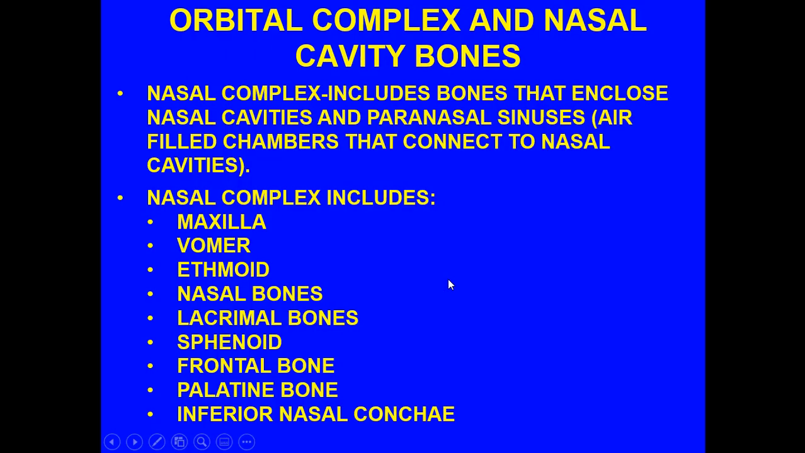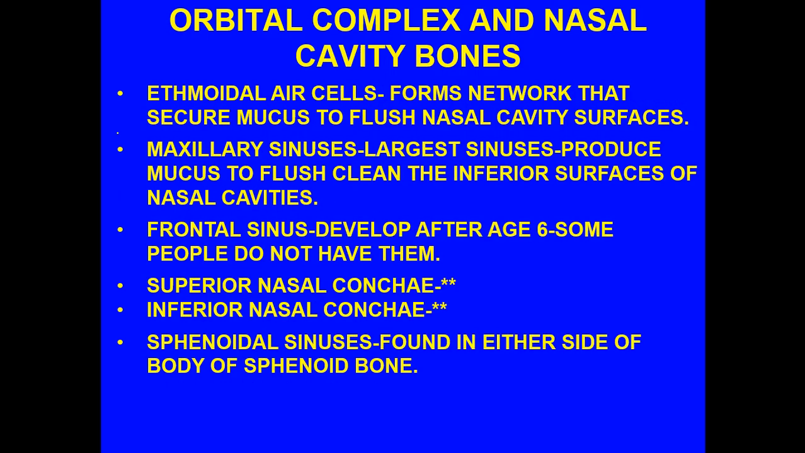Okay. When we talk about the nasal complex, this includes bones that enclose the nasal cavities and the paranasal sinuses. These are air-filled chambers that connect to the nasal cavities. So these include the maxilla, the vomer, the ethmoid, the nasal bones, lacrimal bone, sphenoid, frontal bone, palatine bone, and the inferior nasal conchae. You got to keep in mind that, again, I said to you before, the air cells, the sinuses, and all this, extremely important. If anybody's ever had a sinus headache, I'm sure you probably understand that.